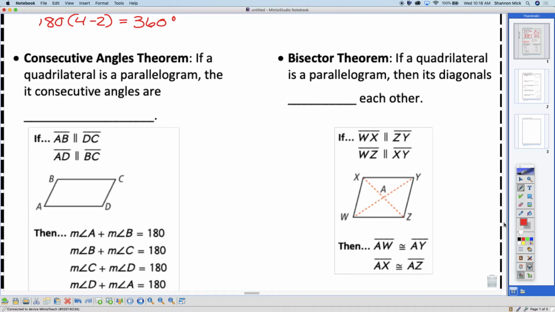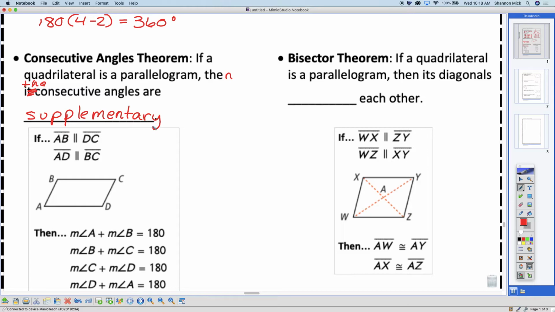First, reading that, it doesn't make sense. If a quadrilateral is a parallelogram, this should be "then the" consecutive angles are what? Supplementary. I think I typed it the way they did, but I don't like how it's written. There's nothing wrong with that.